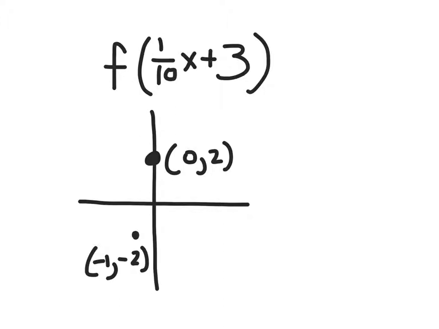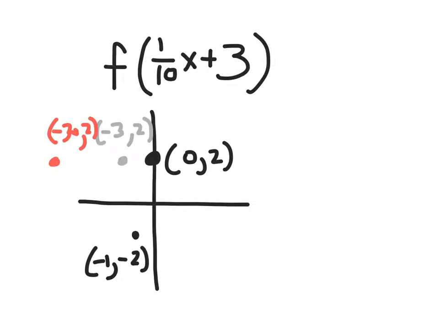Take these 2 points on the graph of f and find the new points that they would move to on the graph of f of 1/10 x plus 3. So I know I have a horizontal stretch by a factor of 10, and I also know that I'm going to move 3 to the left, and x lies, so we're backwards. So first I move 3 to the left, which puts me at -3, 2, and then I would multiply that by 10, which would put me at -30, 2.